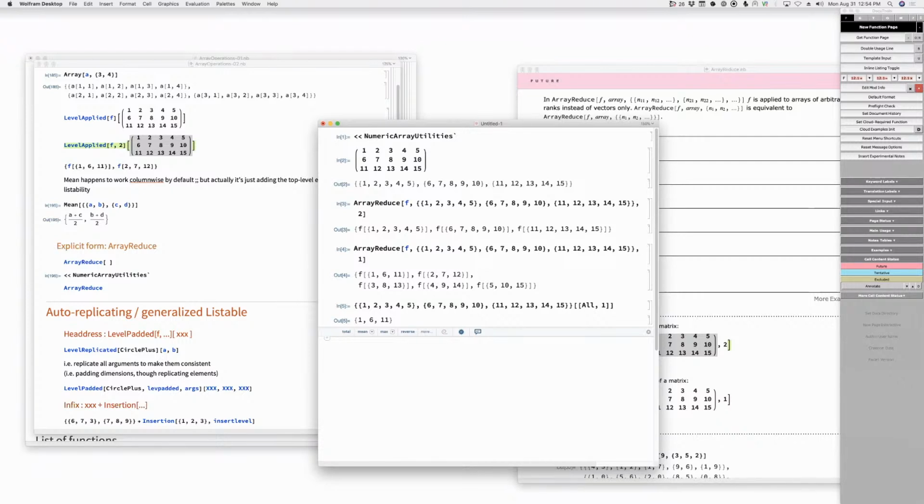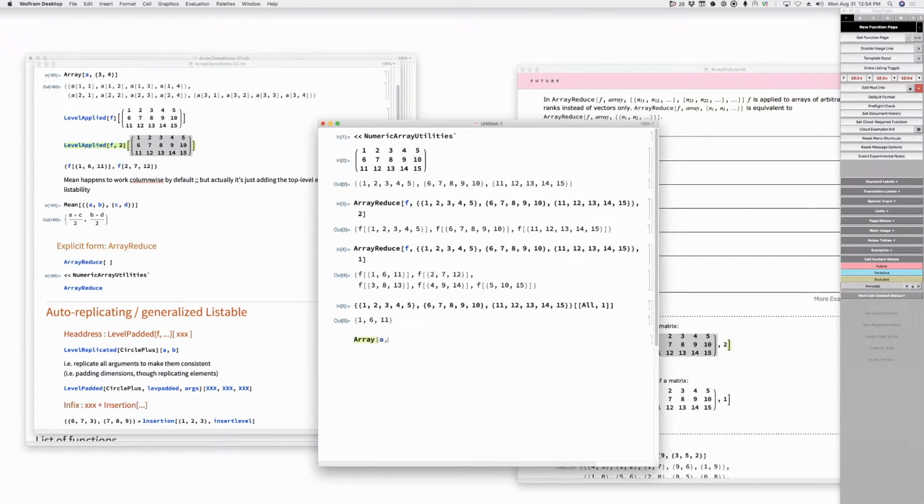Yeah, sorry. I think with a rank 2 we can get confused. There's only 2 levels. But if I say rank 3, it's pretty nice. So it's really removing the level that you indicate. If you have an array of size 3 by 5 by 2 and you say ArrayReduce at level 2, it will remove the 5.